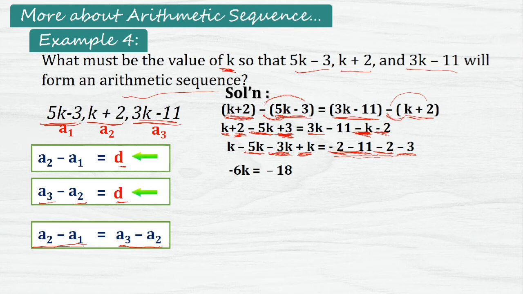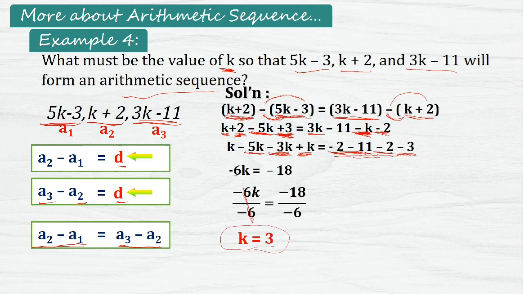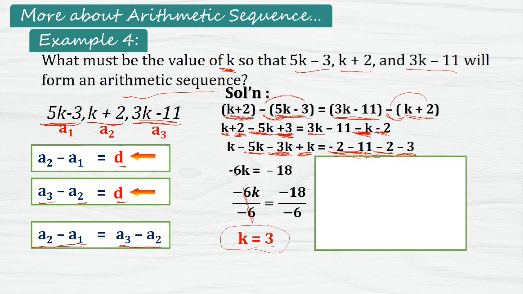And then, since may variable pa, may coefficient pa si k, we have to divide both sides by the coefficient negative 6. So, divide both sides by negative 6, cancel. K therefore is 3. Since negative 18 divided by negative 6 is positive 3. So therefore, the value of K is 3.